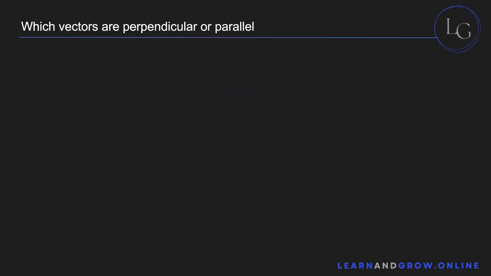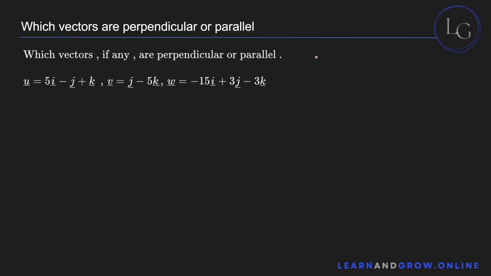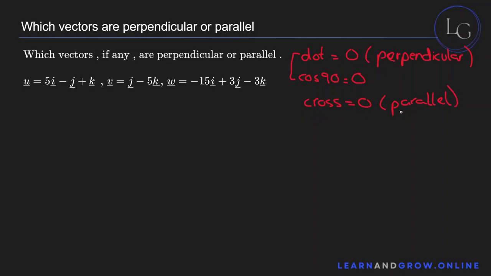Let's see how we can find if two vectors are perpendicular or parallel. Now remember the rule. If the dot product of two vectors is equal to 0, that means the vectors are perpendicular. The reason is that if the angle between them is 90, cos 90 is equal to 0, and cos is used in the dot product. To find if two vectors are parallel, you take the cross product. If the cross product is equal to 0, the two vectors are parallel, because in parallel vectors the angle between them is either 0 or 180, and sine 0 and sine 180 are both equal to 0.